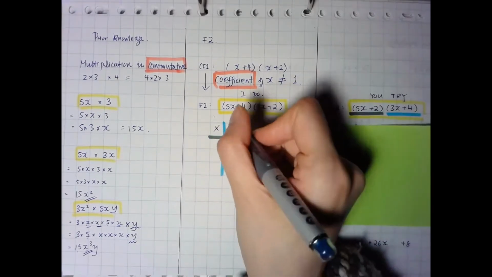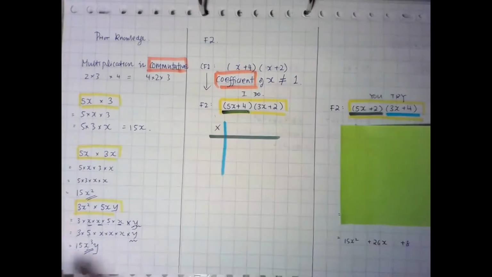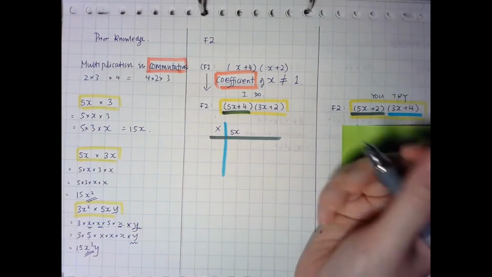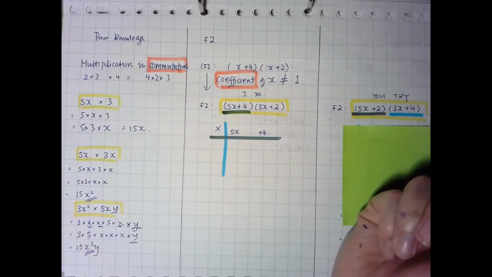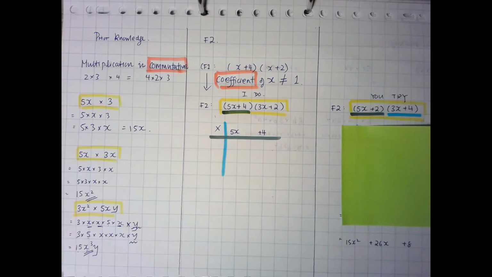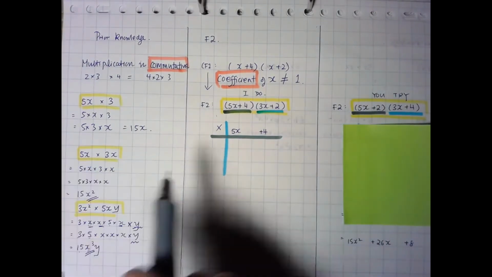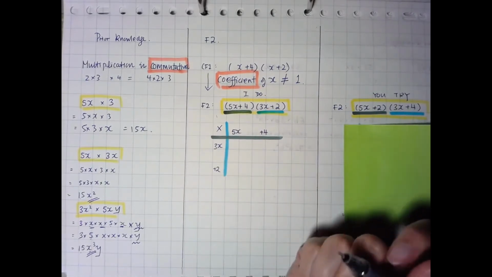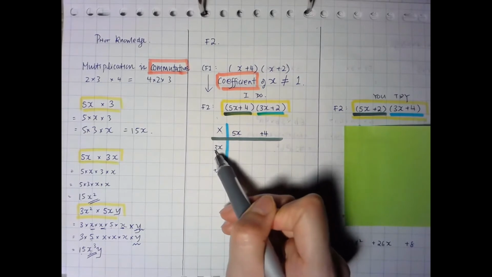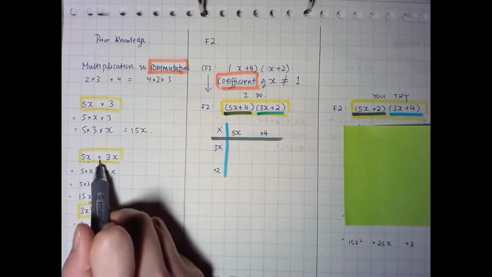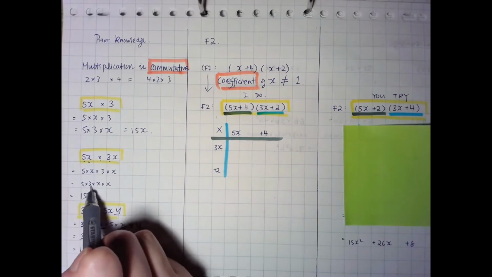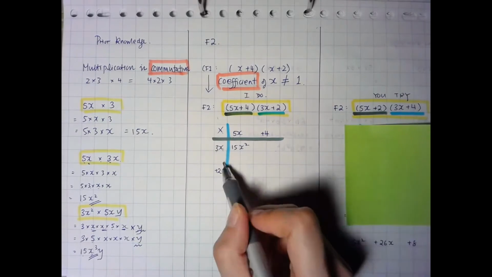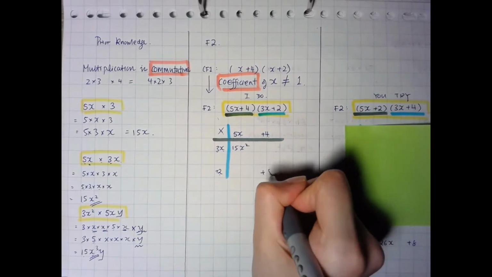Put that into the grid. The first bracket, 5x, that's one of your columns, add 4 is the second column. That second bracket, 3x, add 2. Okay, 5x multiplied by 3x. 5 times 3 times x times x. That's 15x squared. Positive 2 multiplied by positive 4 is positive 8.